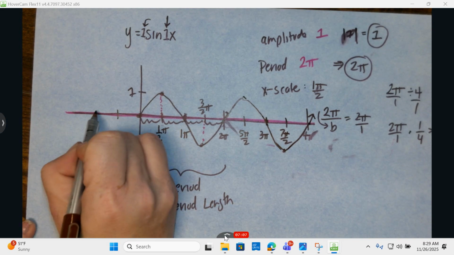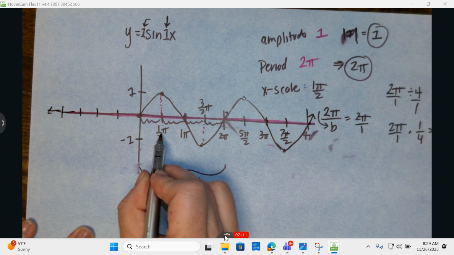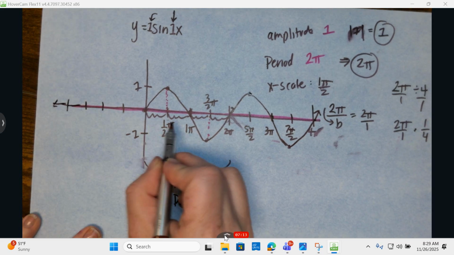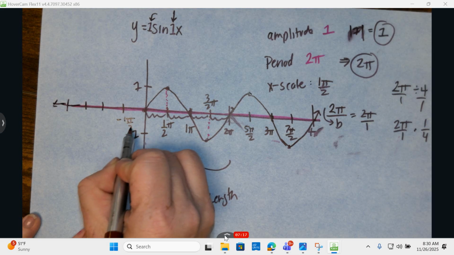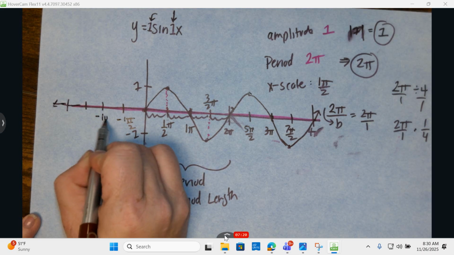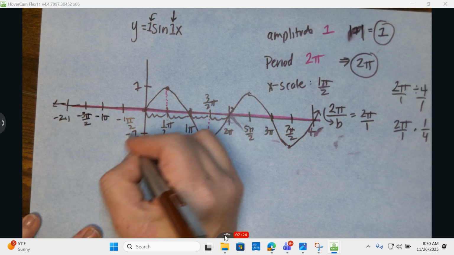We're also going to do 1 cycle, and this is required, to the left. So the easy part here is when I do the 1 cycle to the left, I get to copy these down and include the negatives. So negative 1/2 pi, negative 1 pi, negative 3/2 pi, and negative 2 pi.